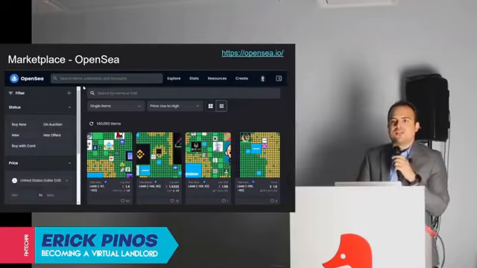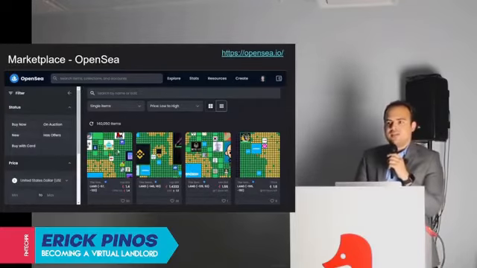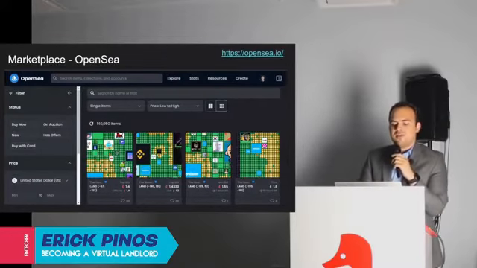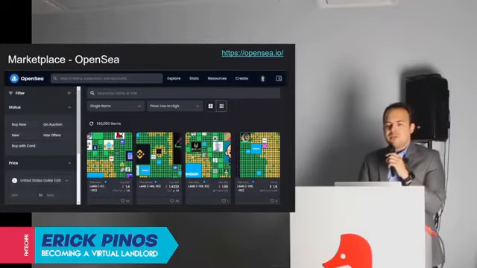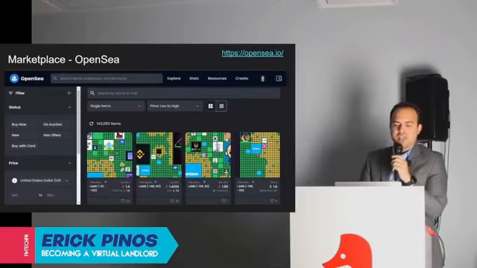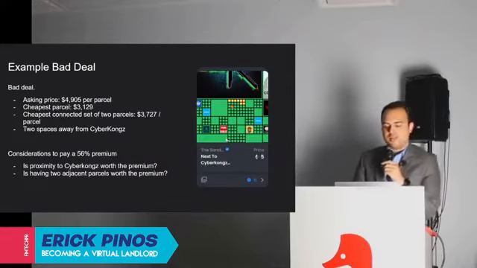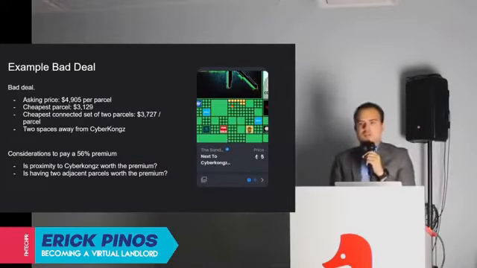This is what the marketplace looks like, right? On OpenSea, same thing as the Decentraland Marketplace. You can go through it, buy and sell it. It's a little more visually appealing because you can see the images of the people that own larger pieces of land. An example of a bad deal here. So this is where people get a little misleading.